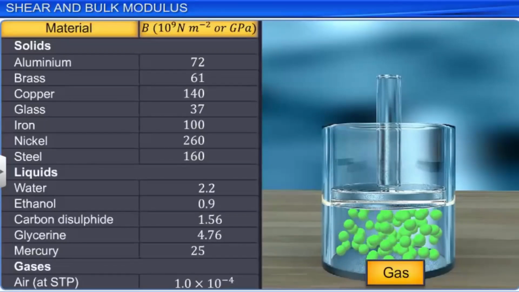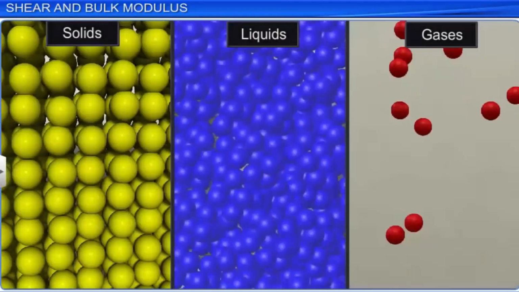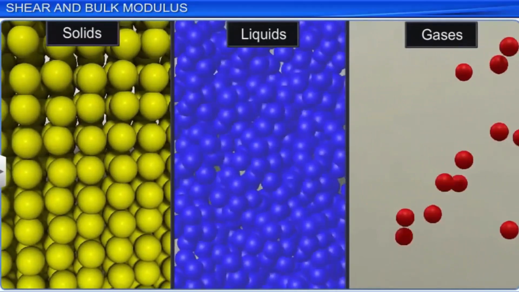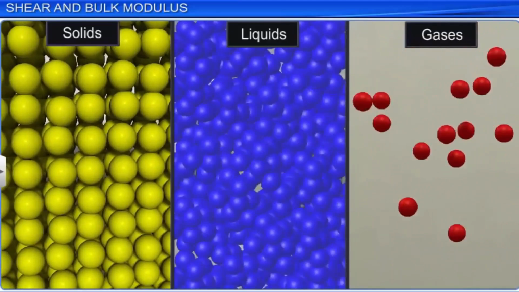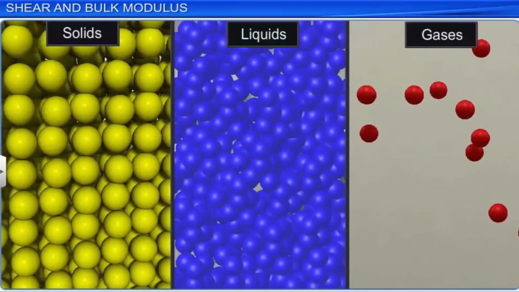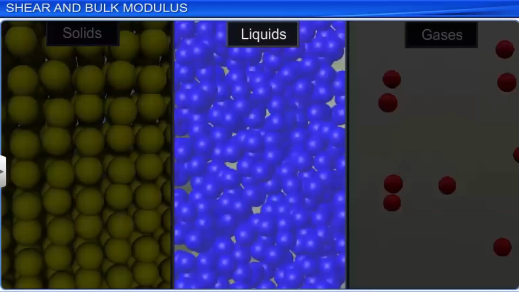The reason for the huge difference between compressibility of gases, liquids, and solids lies in the intermolecular forces of interaction in the three states of matter. The molecules of a gas are so far apart that there is a negligible interaction force between them. Liquids have a strong intermolecular force of interaction, whereas solids have the strongest interaction between their molecules.